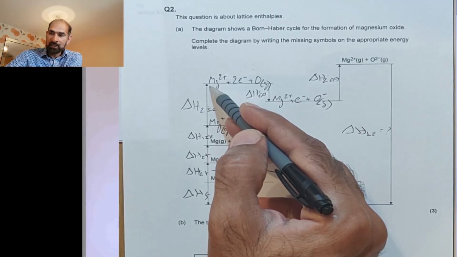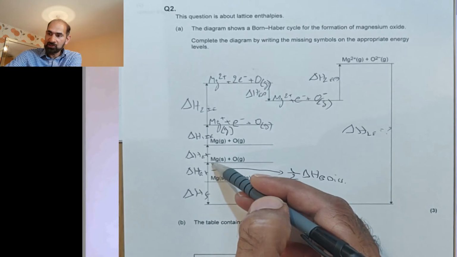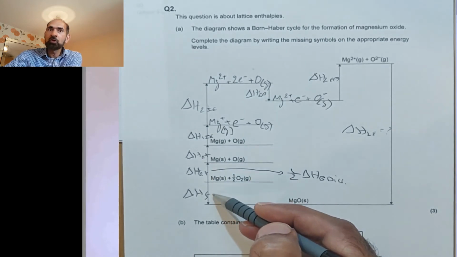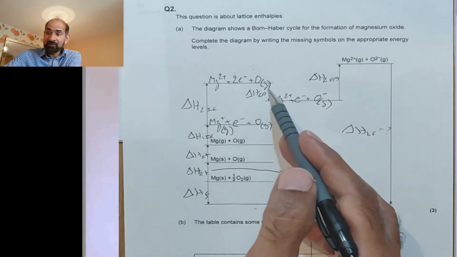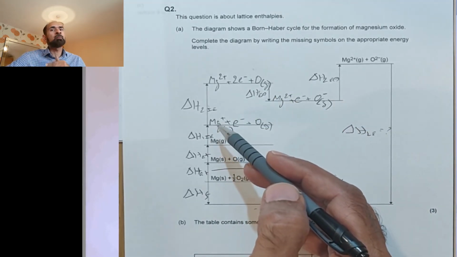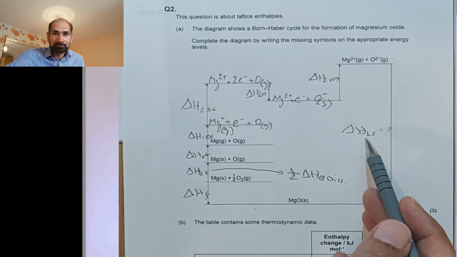I'm going against that, so I've got to change the sign. Against that, so I'm going to change the sign, change the sign, change the sign. Do not change the sign, yeah, because I'm going with the arrow. So literally I'm adding everything, remembering to change the sign whenever I'm going against the arrow. And that should give you lattice enthalpy.